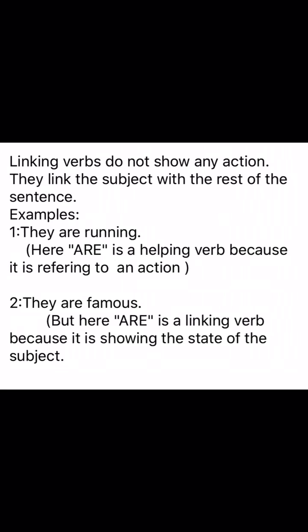Now just see the examples. They are running. Here, are is a helping verb because it is referring to an action. They are famous. But here, the word are is a linking verb because it is showing the state of the subject. It is not referring to an action. Linking verbs do not show an action. Rather, they link the subject with the rest of the sentence.